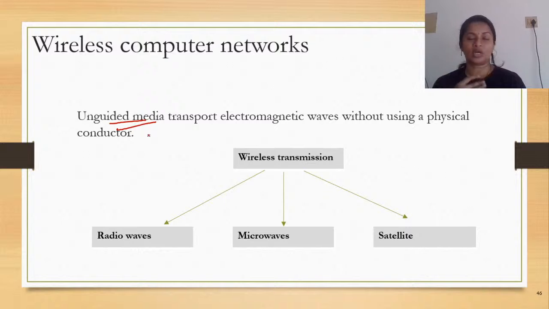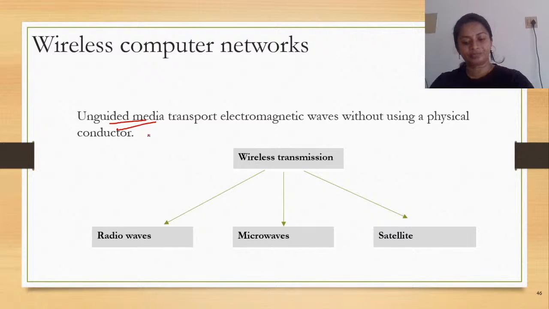So other than the twisted pair cable or the coaxial cable or the fiber optic cables, all the other things which do not come under the cable category, we talk about as wireless computer networks, wherein we use the air or the atmosphere as the communication medium. Now, how can the wireless transmission be done? This is what we are going to consider here.